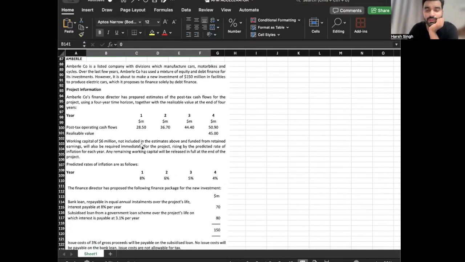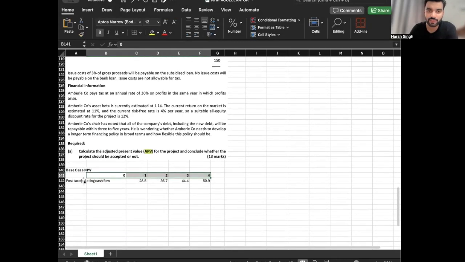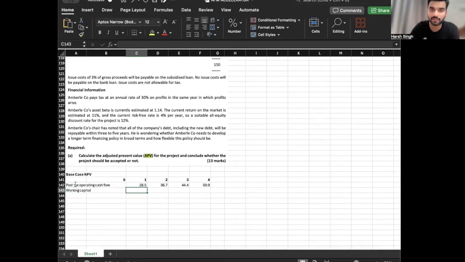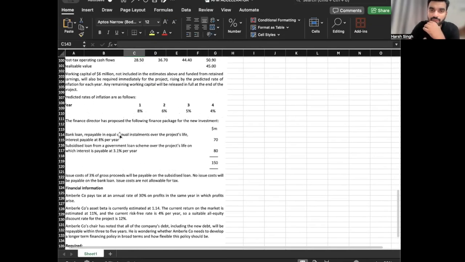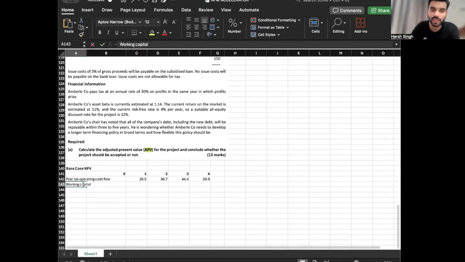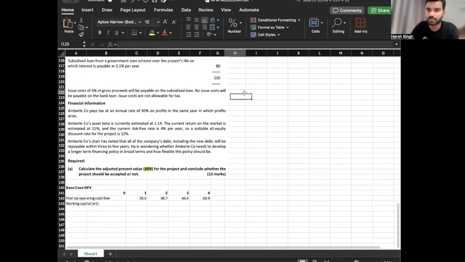Working capital of 6 million, not included in the estimates above and funded from retained earnings, will also be required immediately for the project, rising by the predicted rate of inflation each year as well. So definitely we have to consider, second thing, working capital. Now working capital will increase by the rate of inflation. So we'll have to do a working over here, W1. Okay, so we can create workings over here.